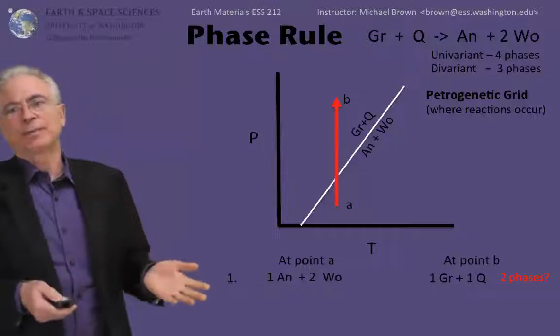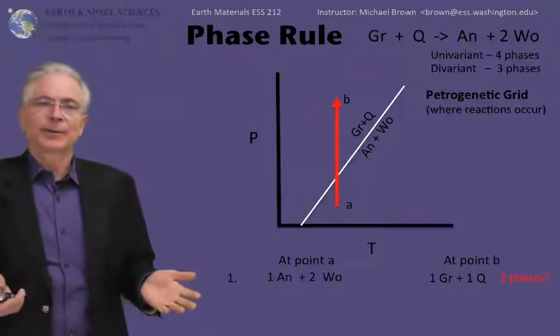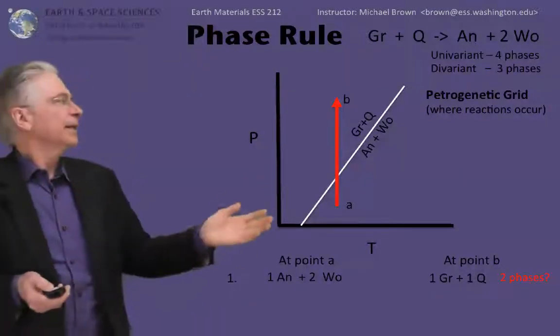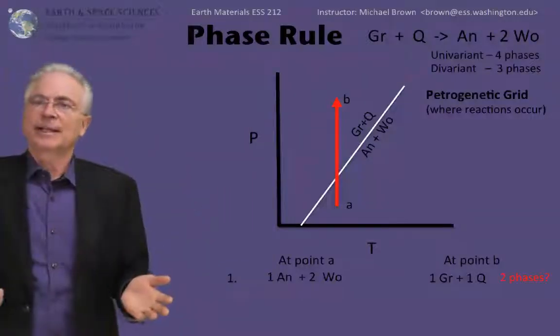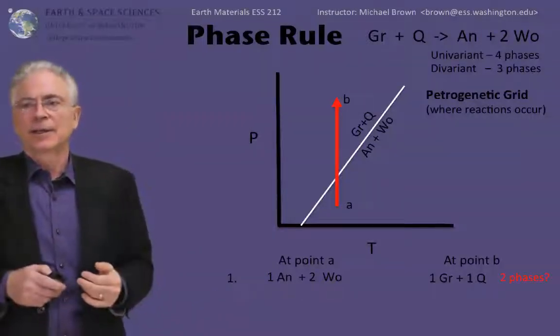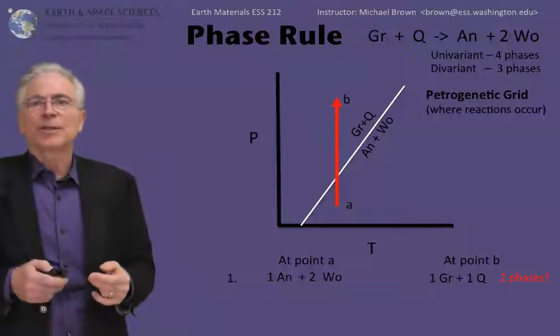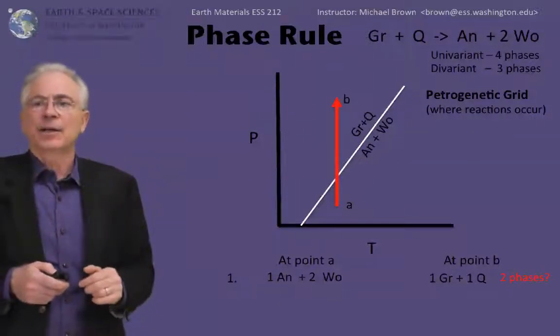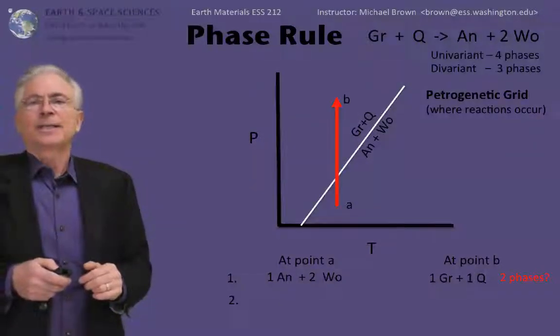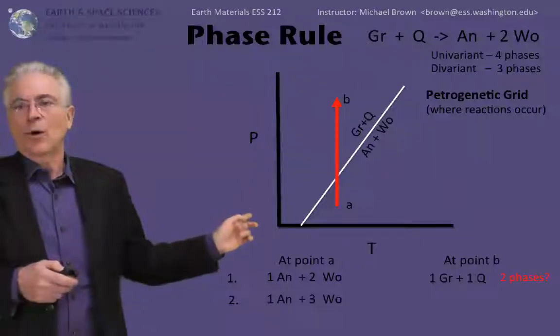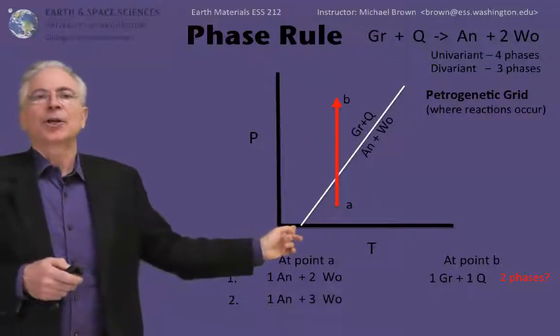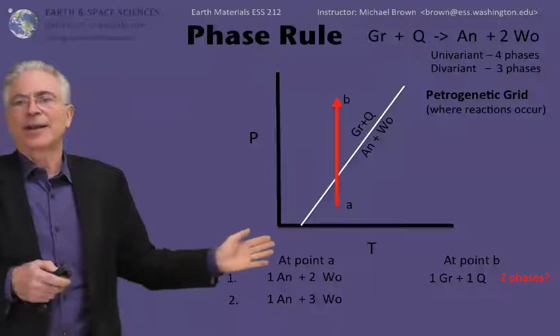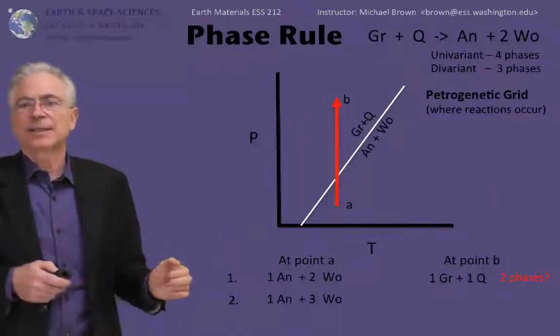What's going on here? At point B and at point A, we only have 2 phases present, yet over in our phase rule it said that we could have 3 phases. We need to explore this a little bit more. So let's take another composition. For my second composition, I'll take 1 mole of anorthite and 3 moles of wollastonite. So I've added extra wollastonite to the system.